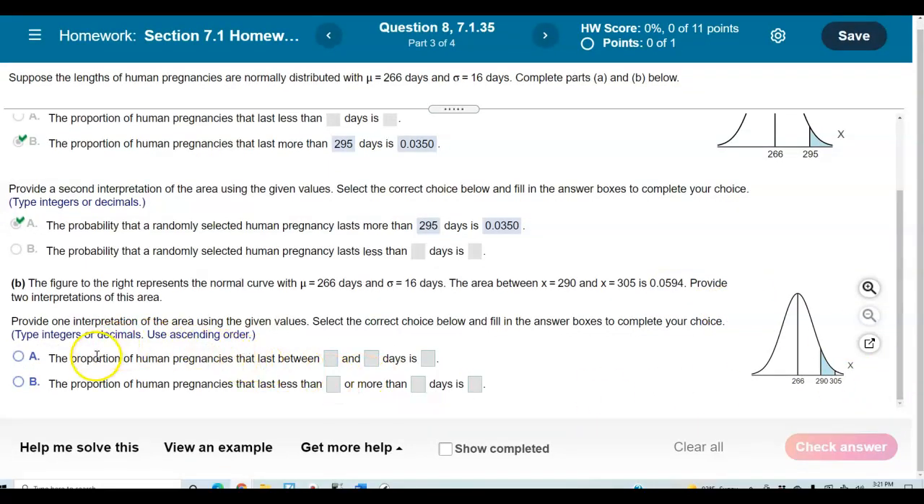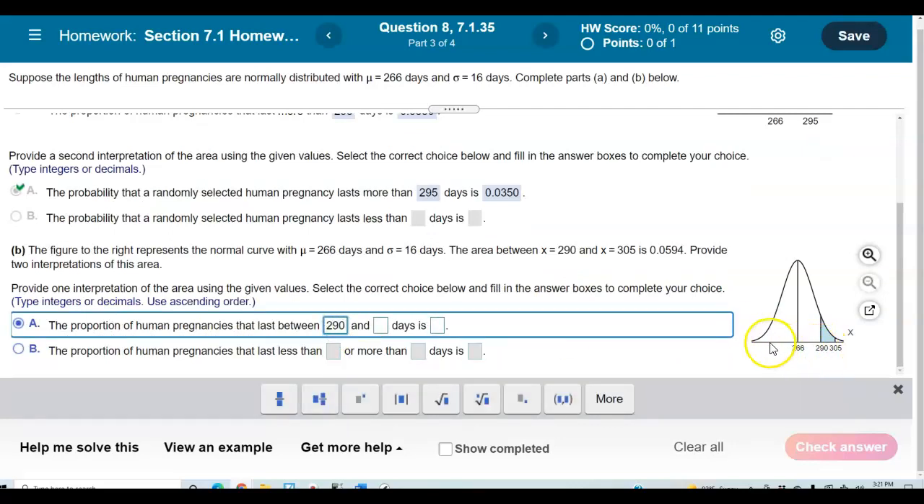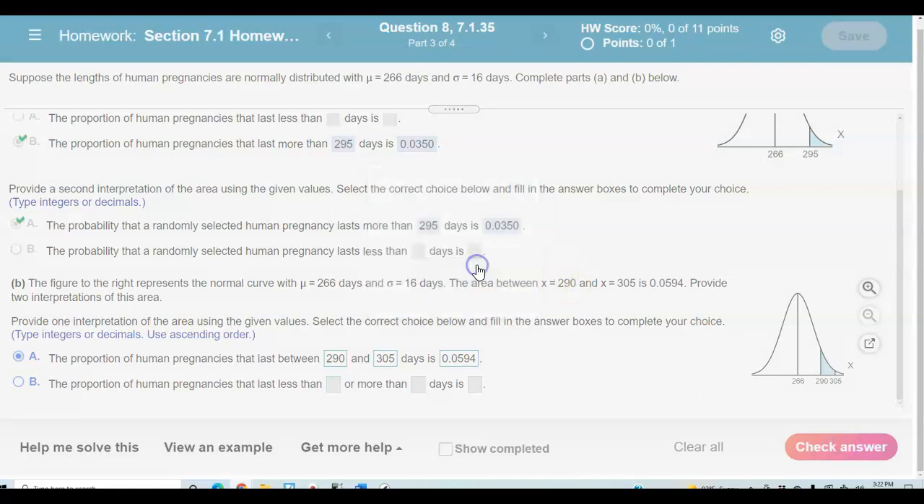So the first interpretation is we're going to say that the proportion of human pregnancies that last between those days. Well, it's in between because the area is between those two values. So the first value is 290, and then the second value is 305. And then the area, the shaded region, is given by 0.0594. And therefore, there is our result.